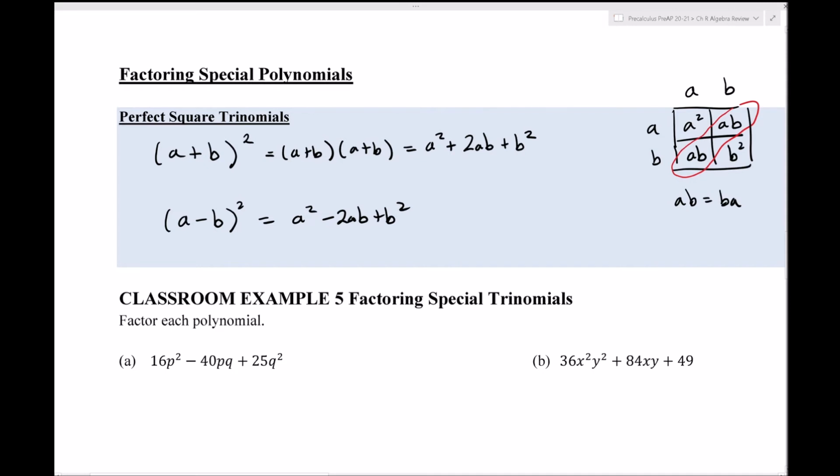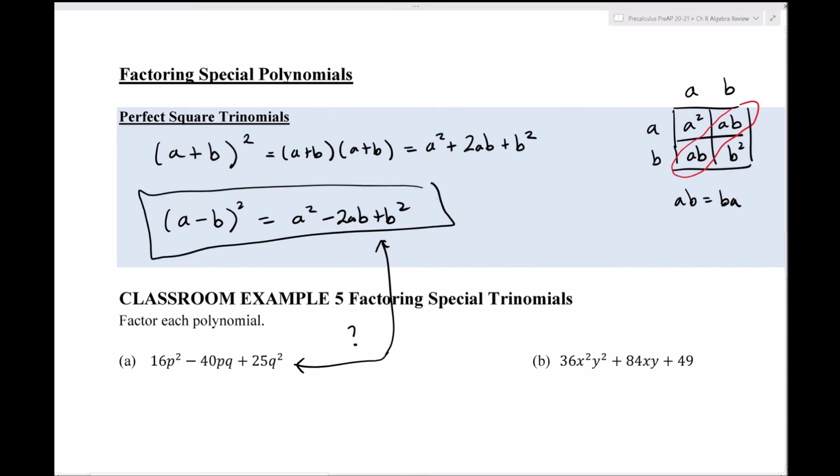So it says factor each polynomial. And because this one's a trinomial in this case, and I notice the first and the last are squares, it might be a perfect square, just like this thing here, or this thing here. And since the middle term is negative, I'm not considering this option. I'm considering that one only, the negative one. So do these match up? Are those the same thing? So is it a perfect square? Is it of the form of this one? Maybe, maybe not. We're going to check.